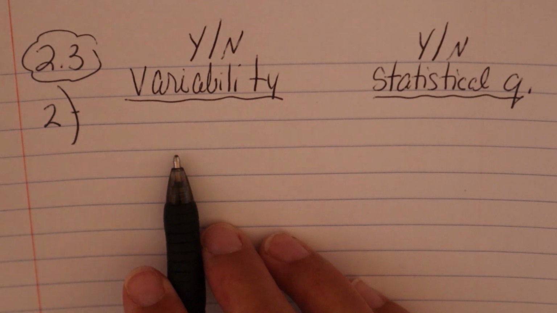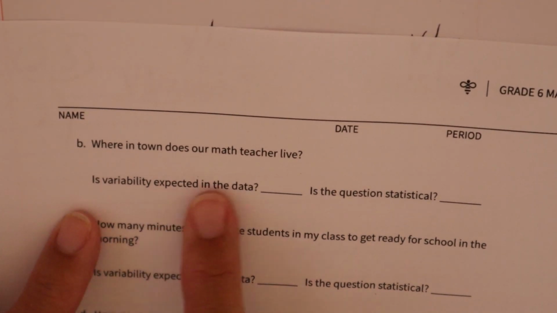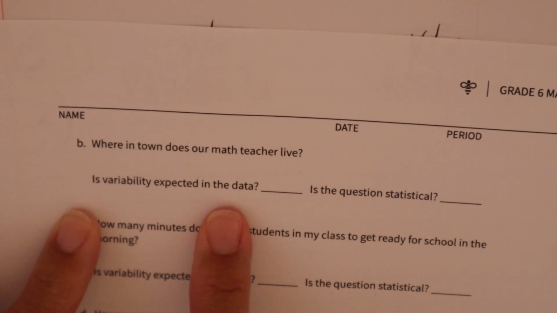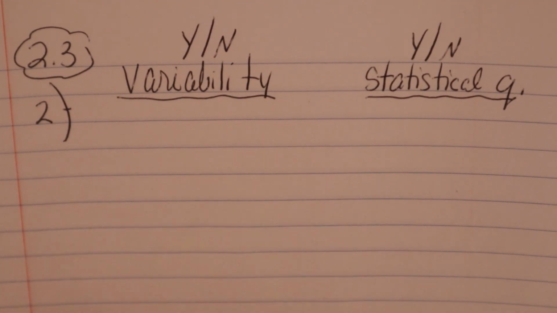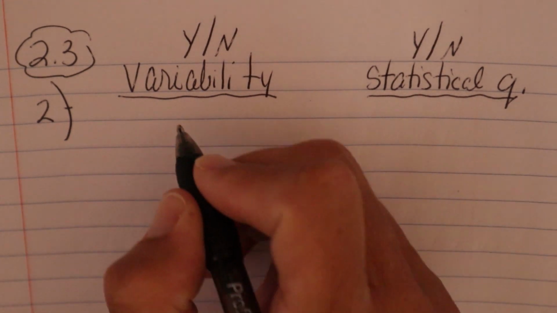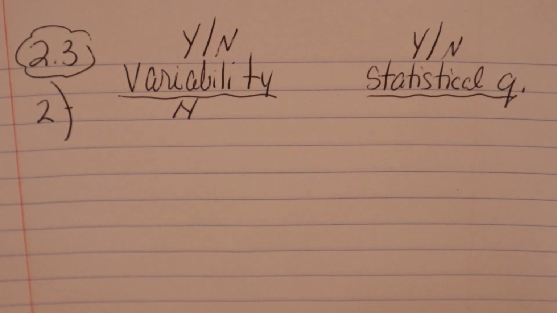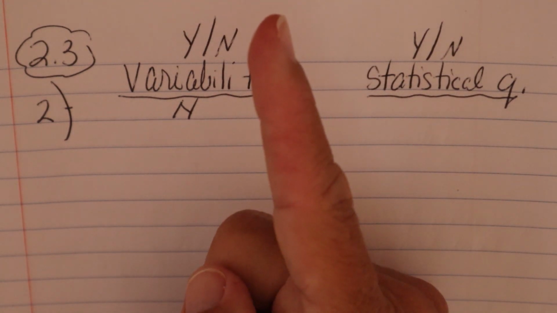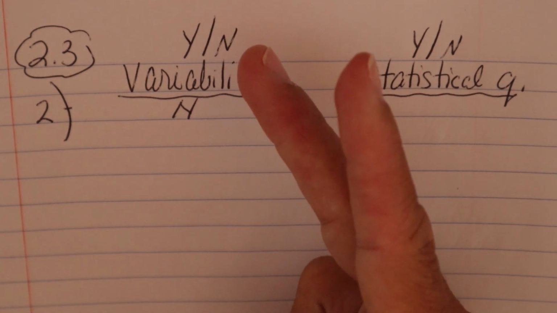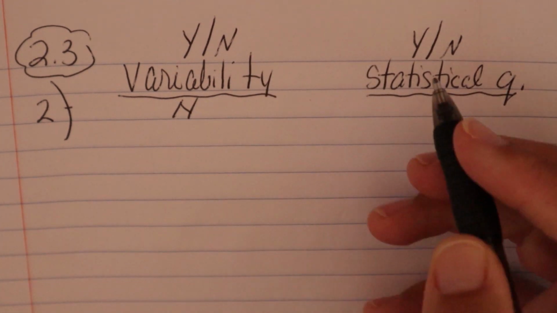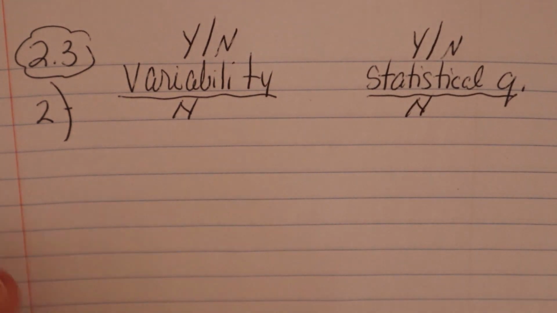So the next question is, listen closely, where in town does our math teacher live? Is this a variable data, and is it a statistical question? Okay, give yourself a second, write the answer down. Hopefully you wrote no, there's no variability because it's one teacher and it's one location. You only have one answer. Okay, Mrs. Berg, I happen to live in Scottsdale, Arizona. So there's no variability, which means it is no, not a statistical question.